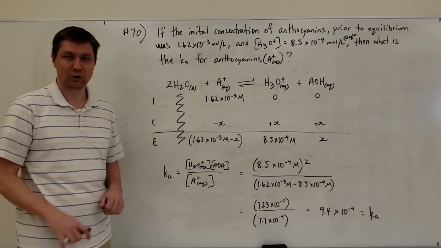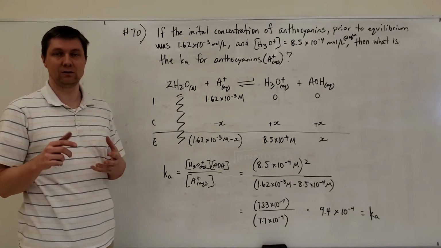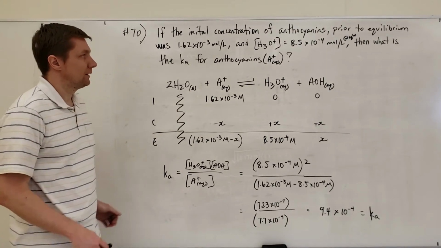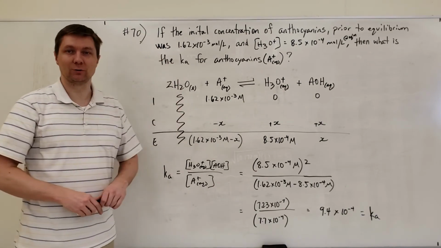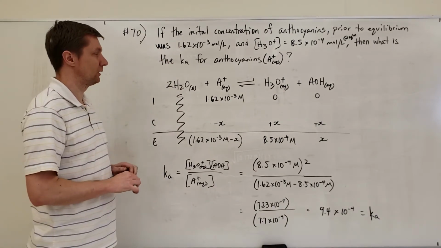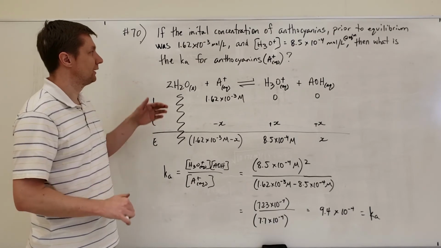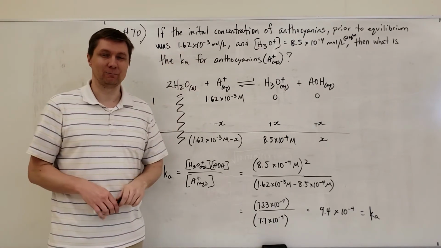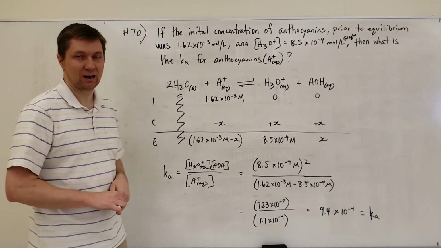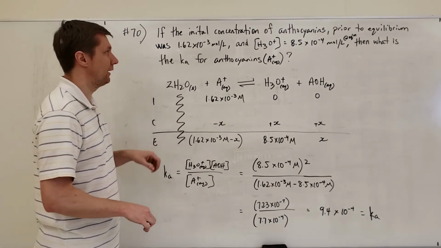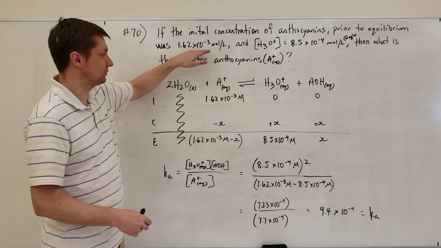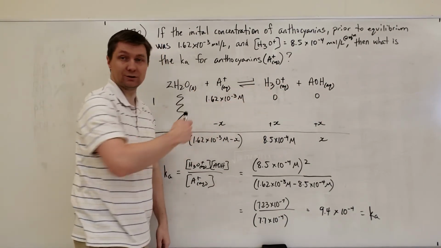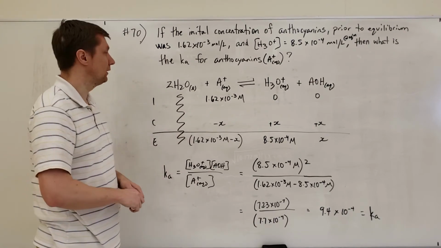Okay, so the question that we're going to go through is number 70 in your practice diploma booklets. I've tried to write out what the question was on the board and show you what was given to you in the question. Essentially, it says that we've got an initial concentration of this weak acid called anthocyanins. Prior to equilibrium, its concentration was this, so that's its initial concentration. This balanced equation is given to you in the question.